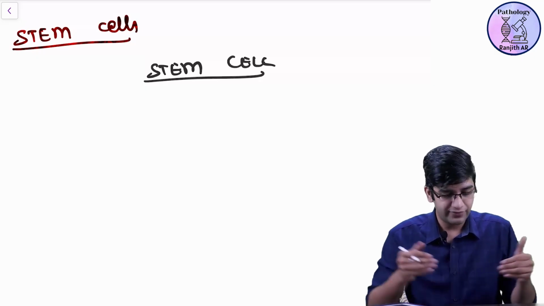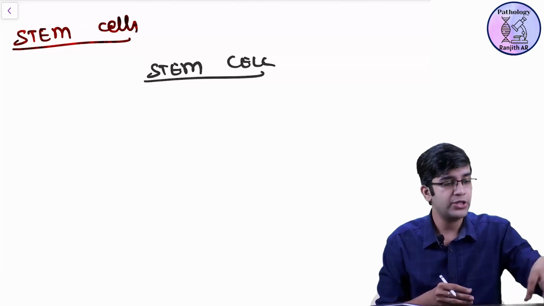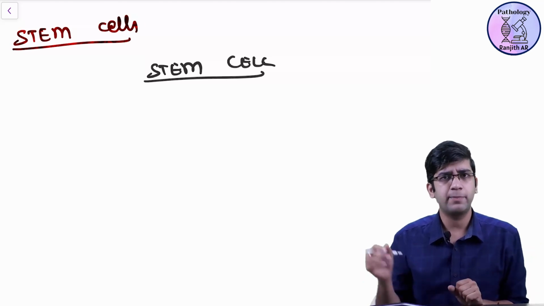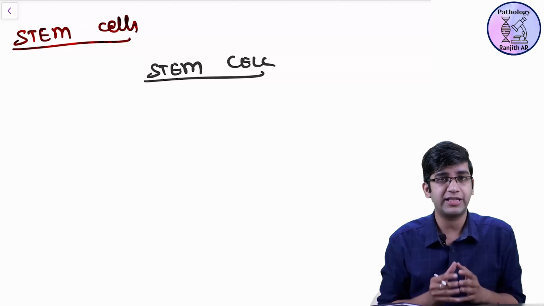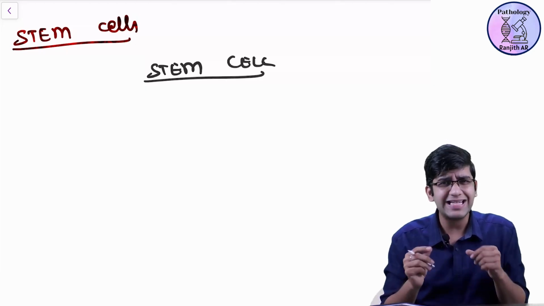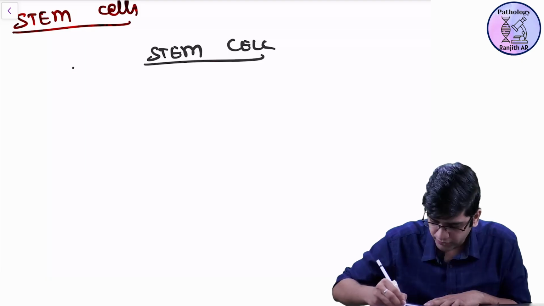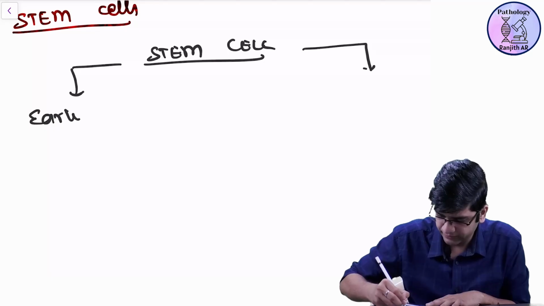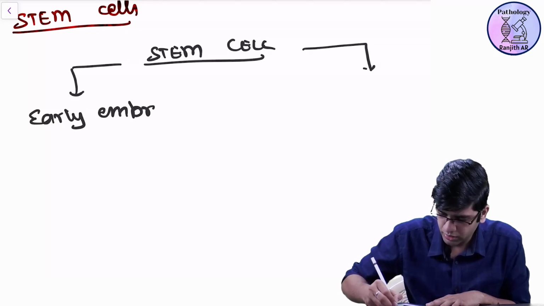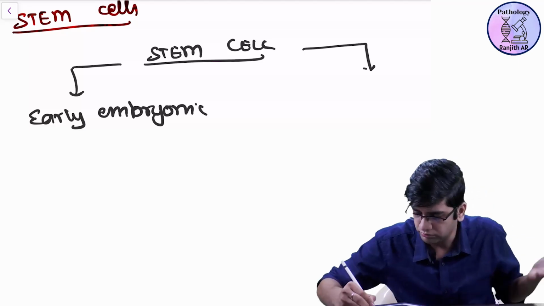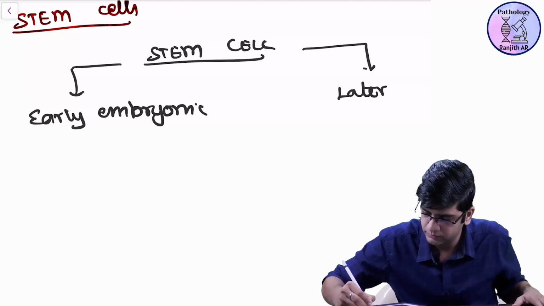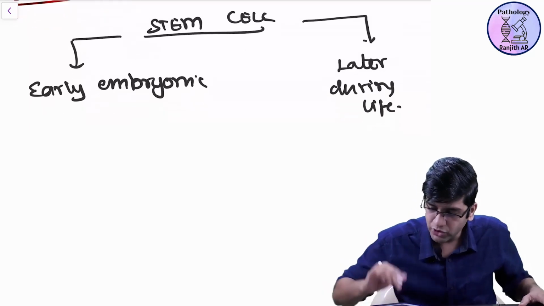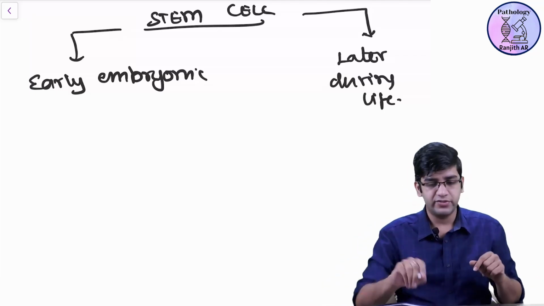So stem cells, I'm going to have two different types: a stem cell during my early embryonic period, and a stem cell in my late embryonic period and my adult life. We have two different types because both of them have slightly different properties, right? So we're going to divide it into a stem cell during early embryonic life and a stem cell during later life, later during adulthood. I'm going to ask you a question and you are going to say the difference between these two.